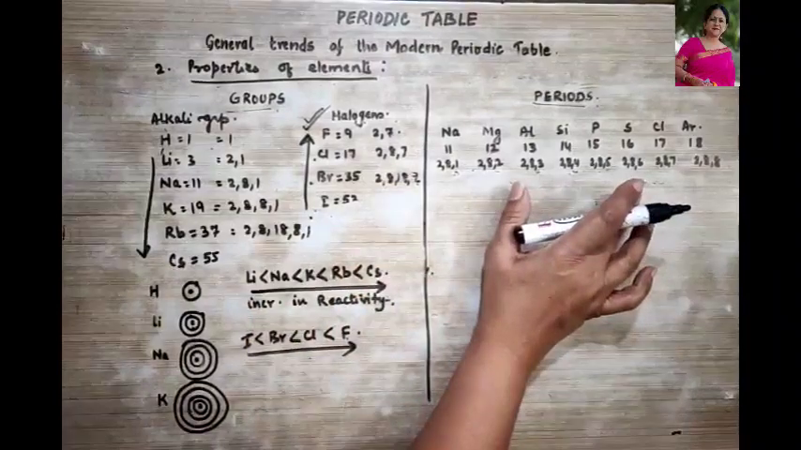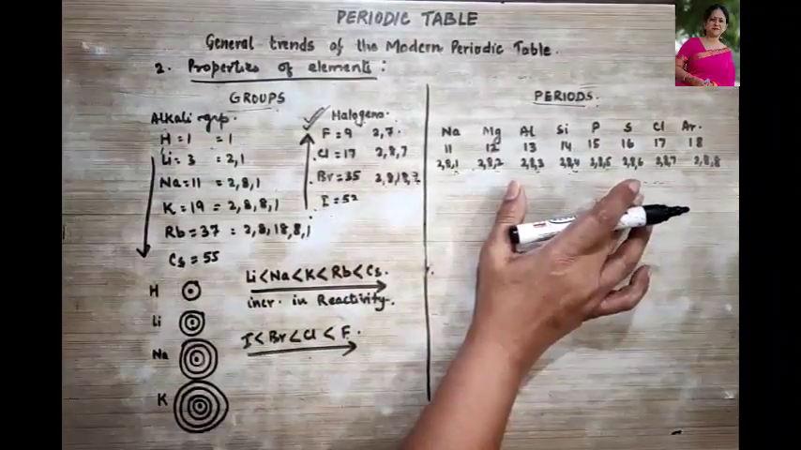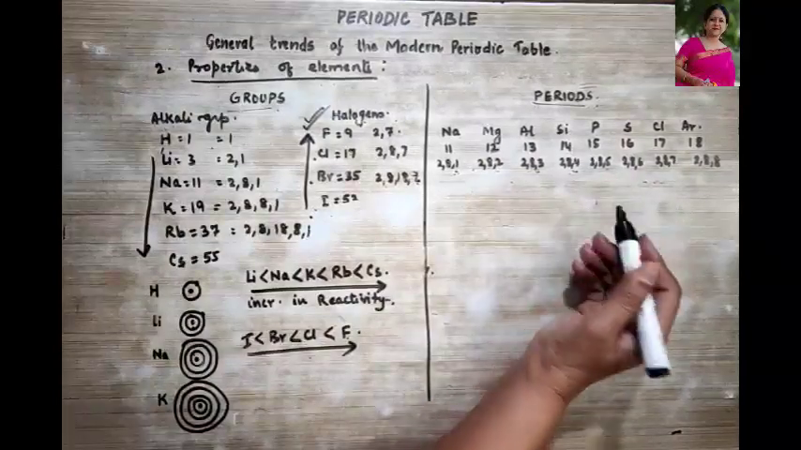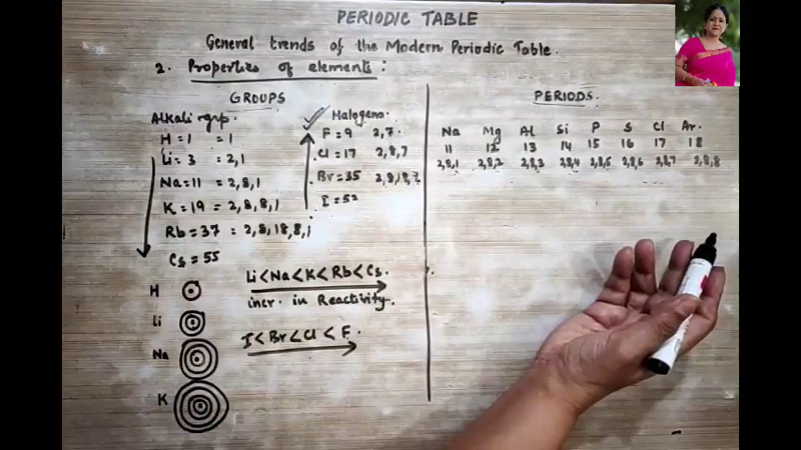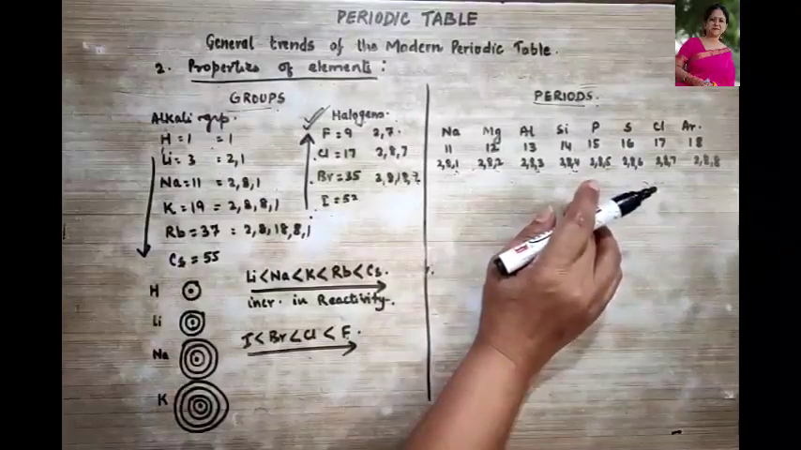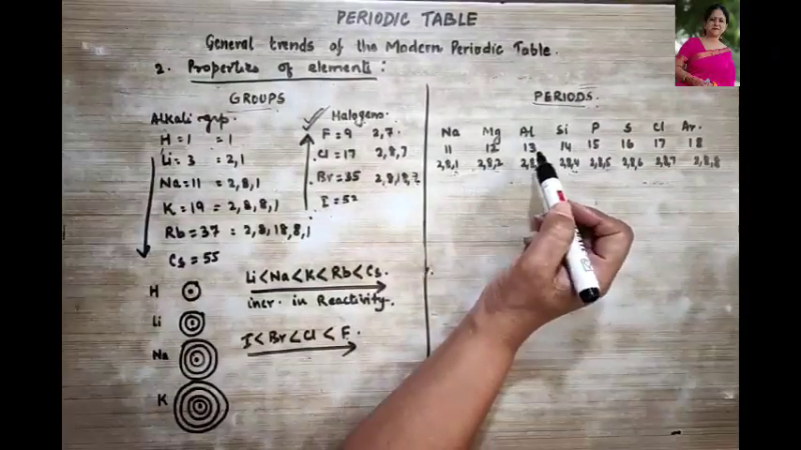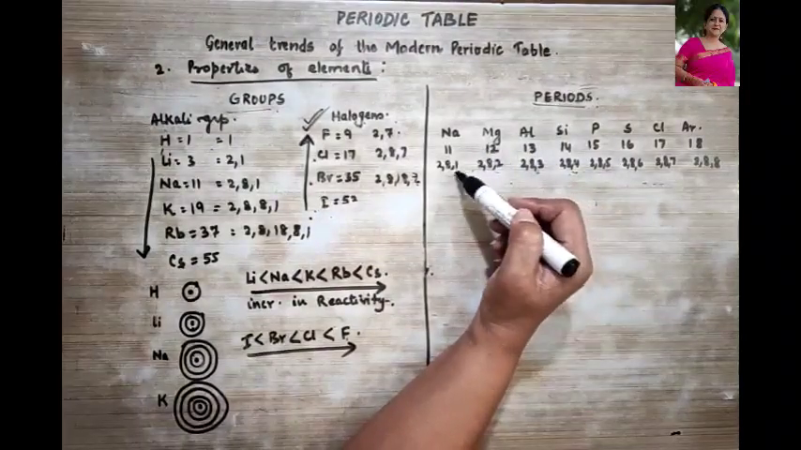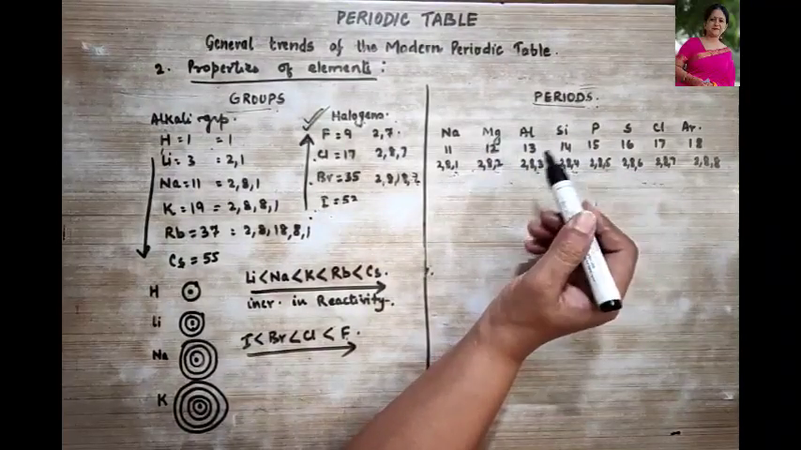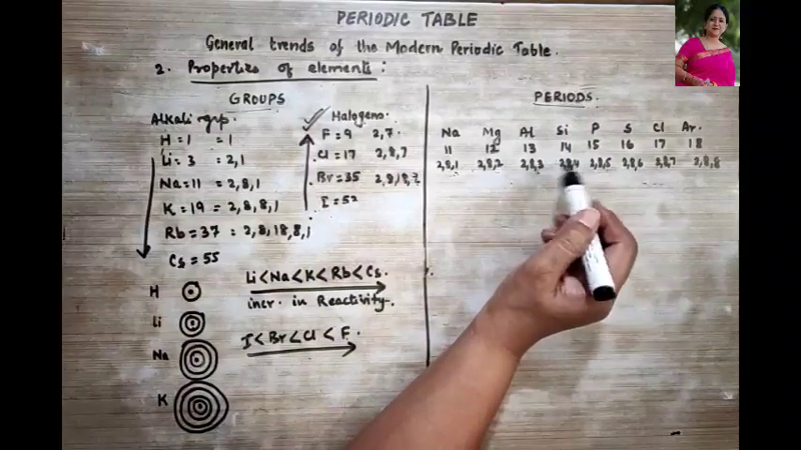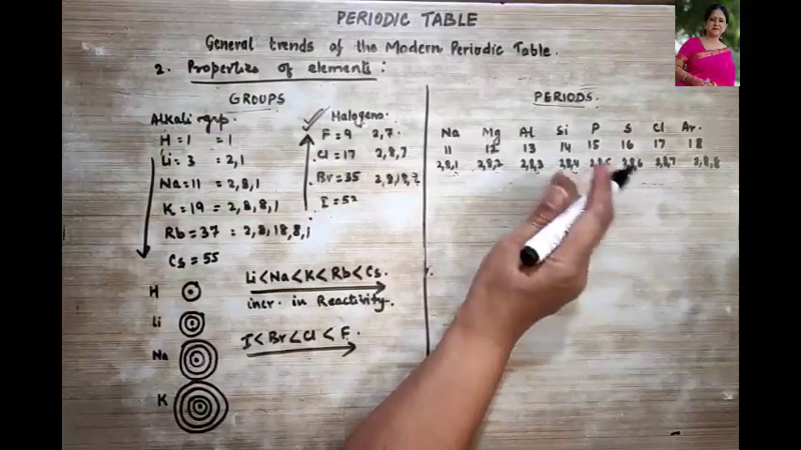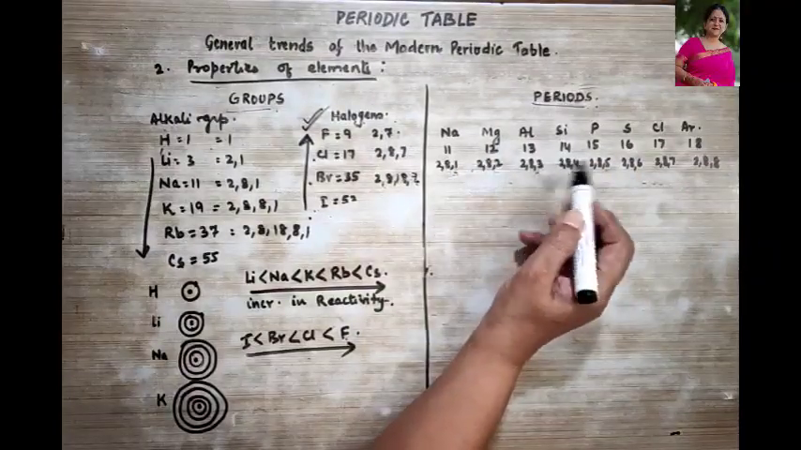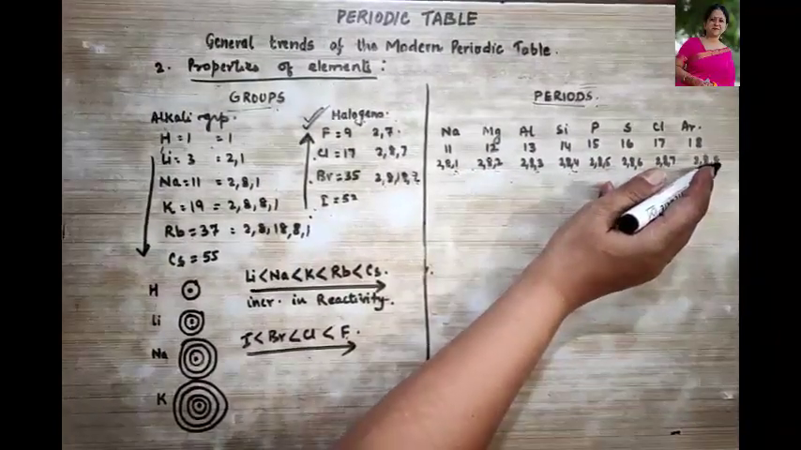Now let us talk about periods. Properties of the elements completely depend upon what? The number of electrons in the outermost shell, isn't it? So in this period, what is happening to the number of electrons in the valence shell? They are increasing, right? 1, 2, 3, 4 and so on. So over here, the properties of elements in a period differ significantly. Why? Because the electrons in the outermost shell are also changing.